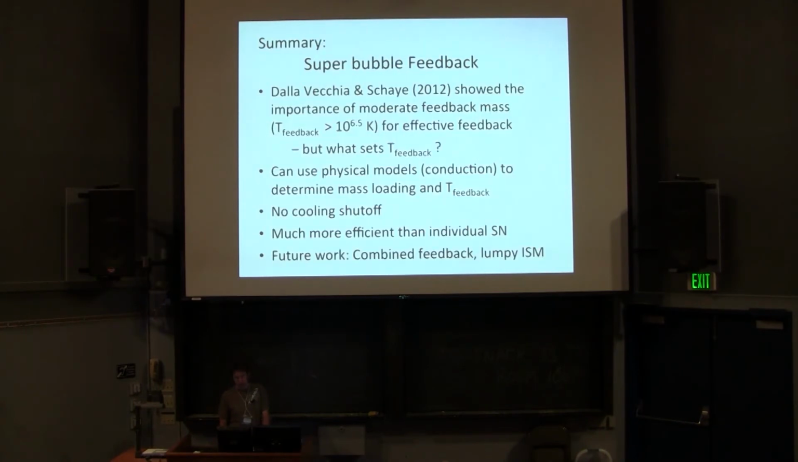But since I'm running out of time, I'll just put up my summary. So Della Vecchia and Schaye, I really like their paper. They said that if you put the feedback in a small enough mass, you can get whatever winds you like. But then that begs the question, what is the temperature of that material? They pick numbers all the way from 10⁶ up to 10⁸ for their feedback gas. And it all depends on the mass loading they assumed. We're arguing here that if you put in thermal conduction, that physics sets the temperature for you, takes away that free parameter, and then gives you a useful level of feedback that you can use to model galaxy formation.